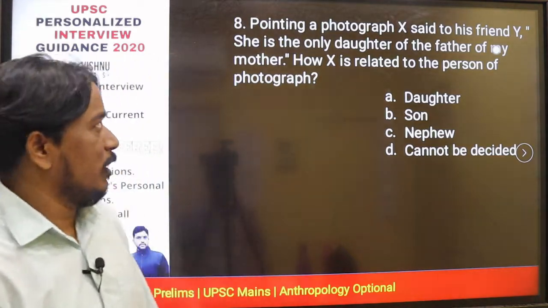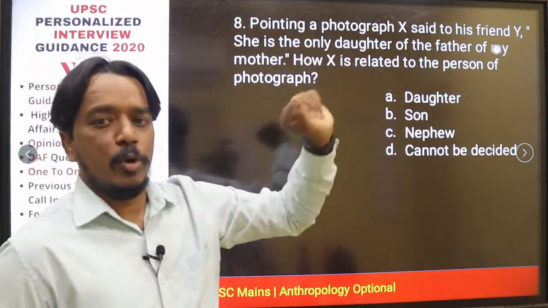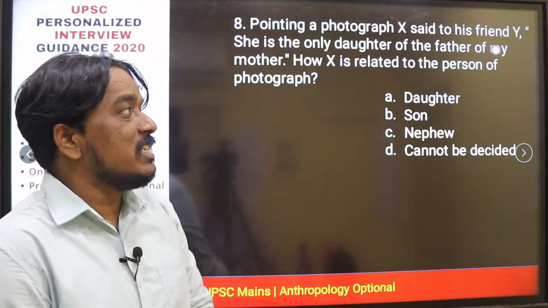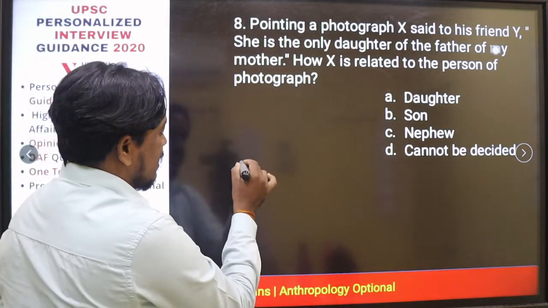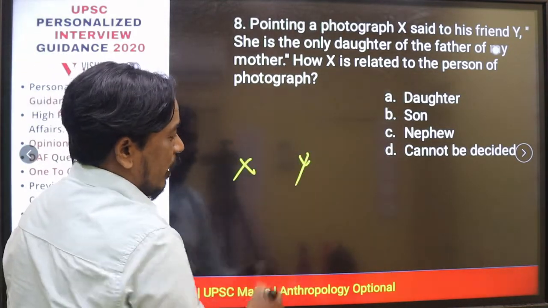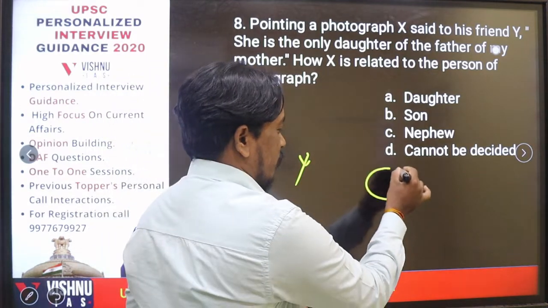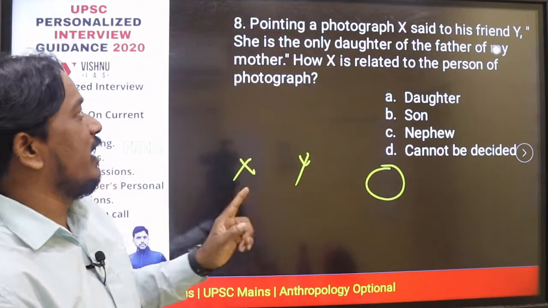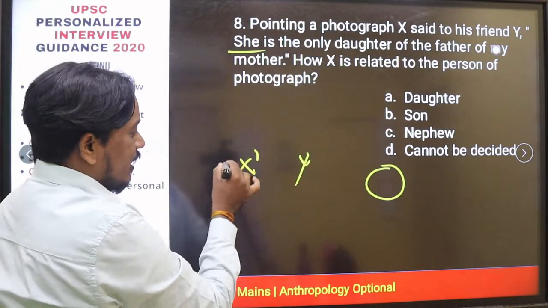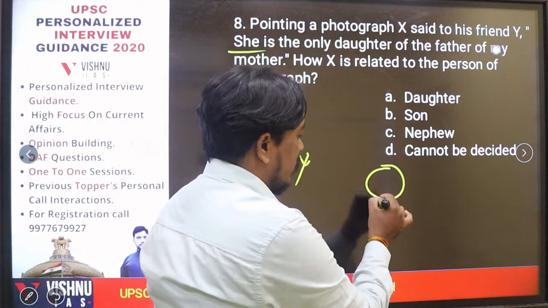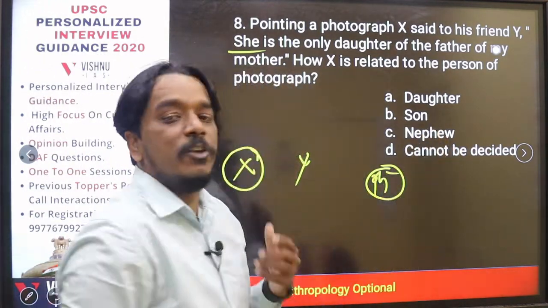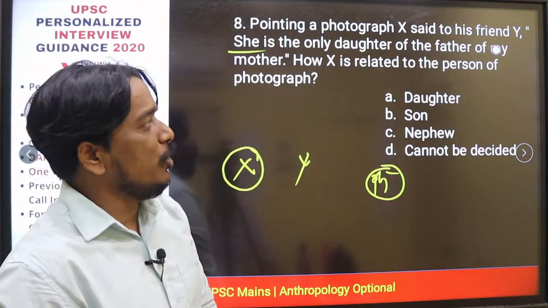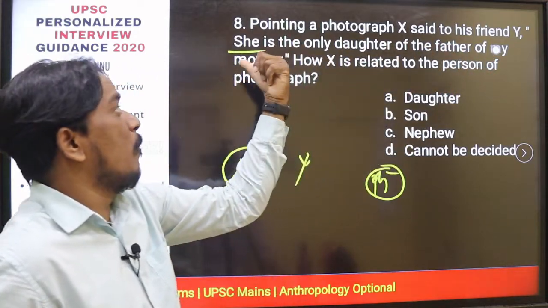So let's see another question, same model. Now read the given data properly. Pointing to a photograph, X said to his friend Y. Who is telling here? X is telling his friend Y, and they are talking about one particular photograph, right? Pointing to a photograph, X said to his friend Y, she is... Who is telling? X is telling about this photograph. She is means the one in the photograph is a female. She is the only daughter of the father of my mother.